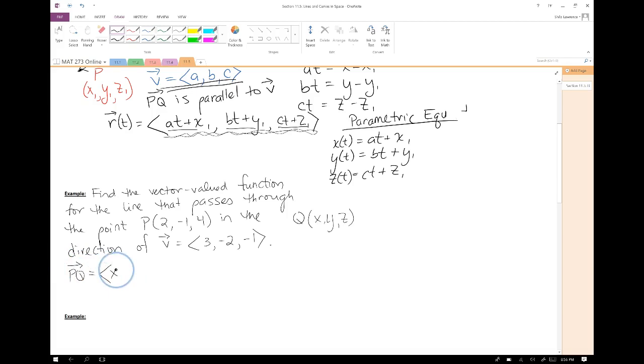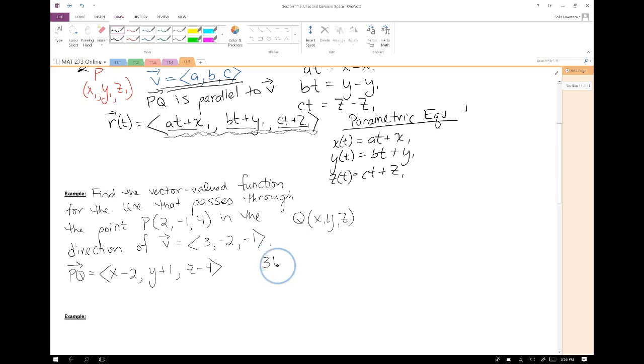So I'm going to have x minus 2, y plus 1, z minus 4. And PQ, since P and Q are both on the line, PQ must be on the line. We know V is also pointing in the same direction as the line, which means these two vectors must be parallel. So all those components, when we set them up as a ratio, must have the same ratio value, which we're going to call t.